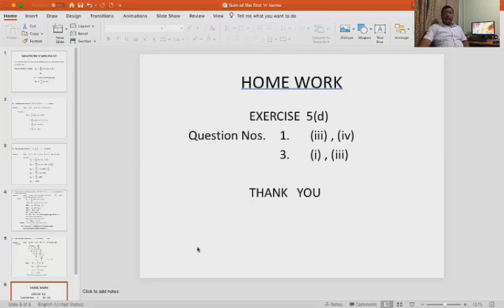So at the end of the explanation, I want you to open your textbook, exercise 5D, and try these questions which are there in your textbook so that you will enhance your knowledge further.